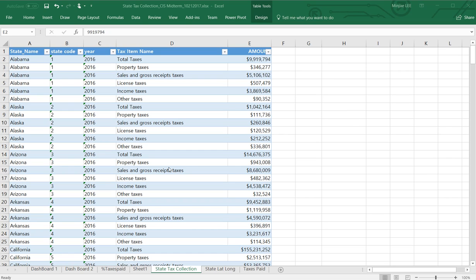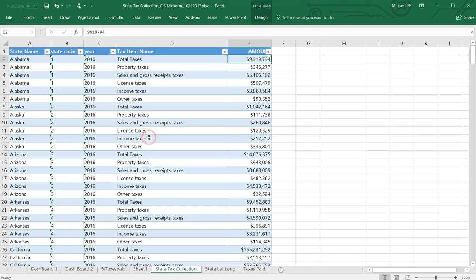So this is a table from the state government website. It shows each state's tax amount to be collected, and there are several tax items. So, for example, Alabama has $9.9 million of taxes to be collected. It consists of property taxes, sales tax, license tax, income tax, and other taxes.